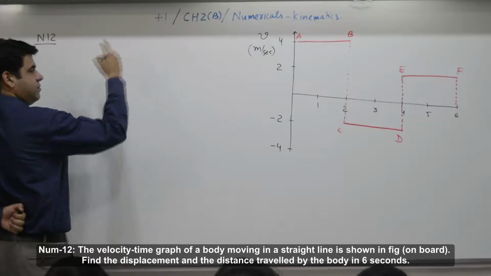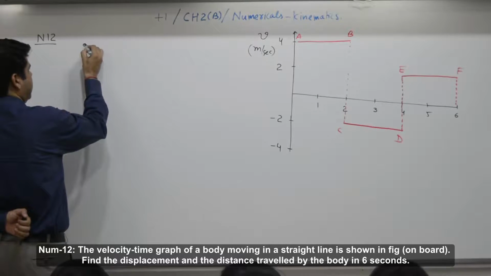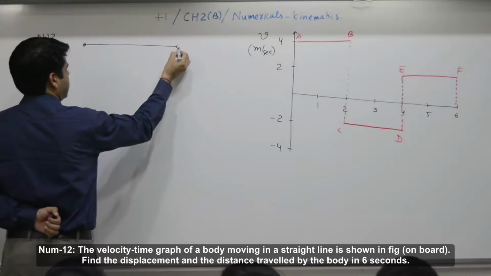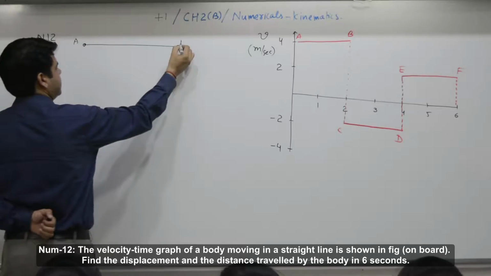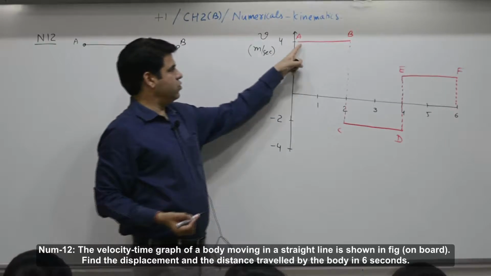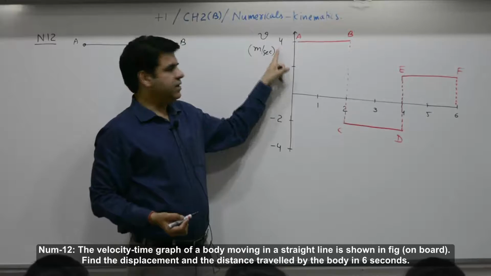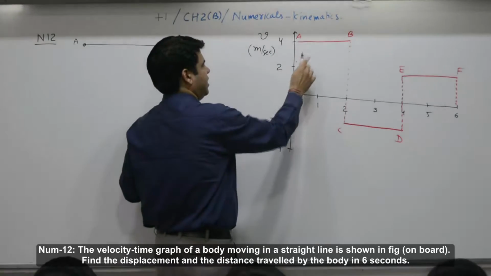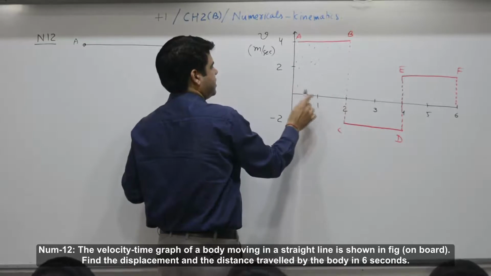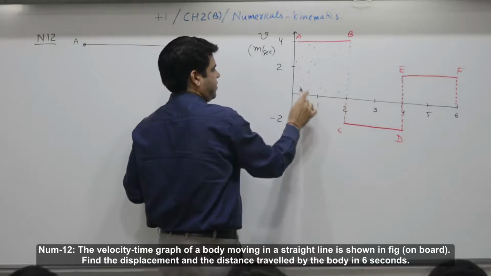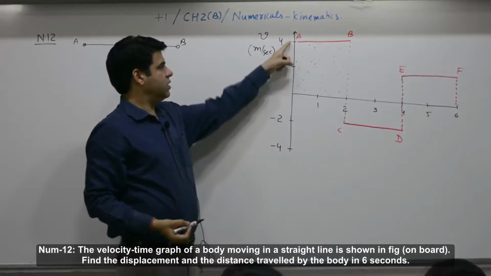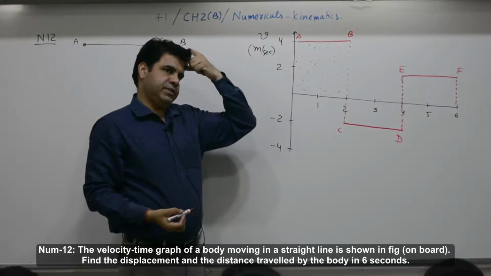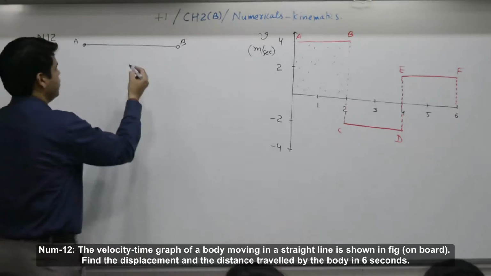A to B. Say forward direction. How much? The particle moves with 4 meter per second for how much time? 2 seconds. So this area gives the distance covered, displacement. 4 into 2, 8. First part, it moves forward.